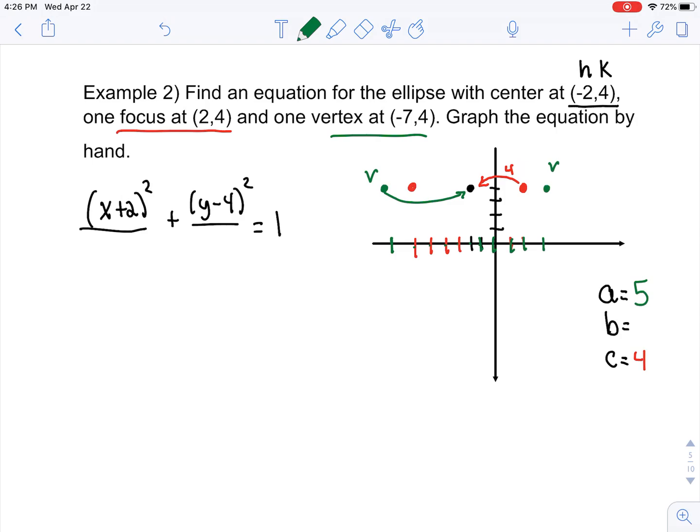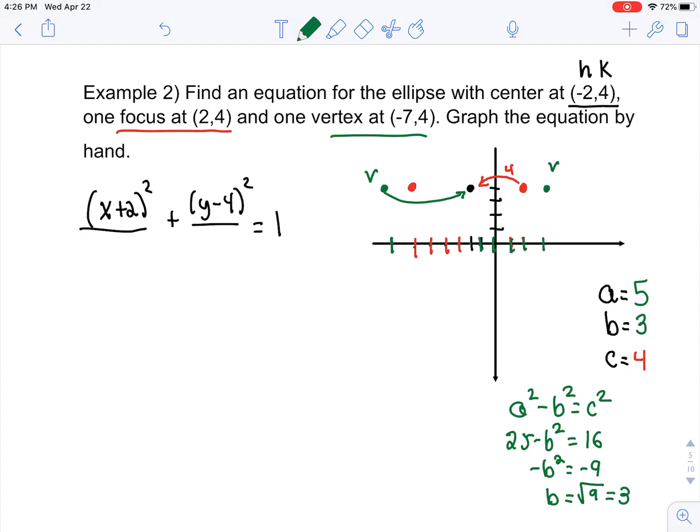Now, using this A and C value, I should also be able to get my B value. We know that A squared minus B squared equals C squared. So 25 minus B squared equals 16. Negative B squared equals -9, which means that B is the square root of 9, or 3. So now we have all 3 values.